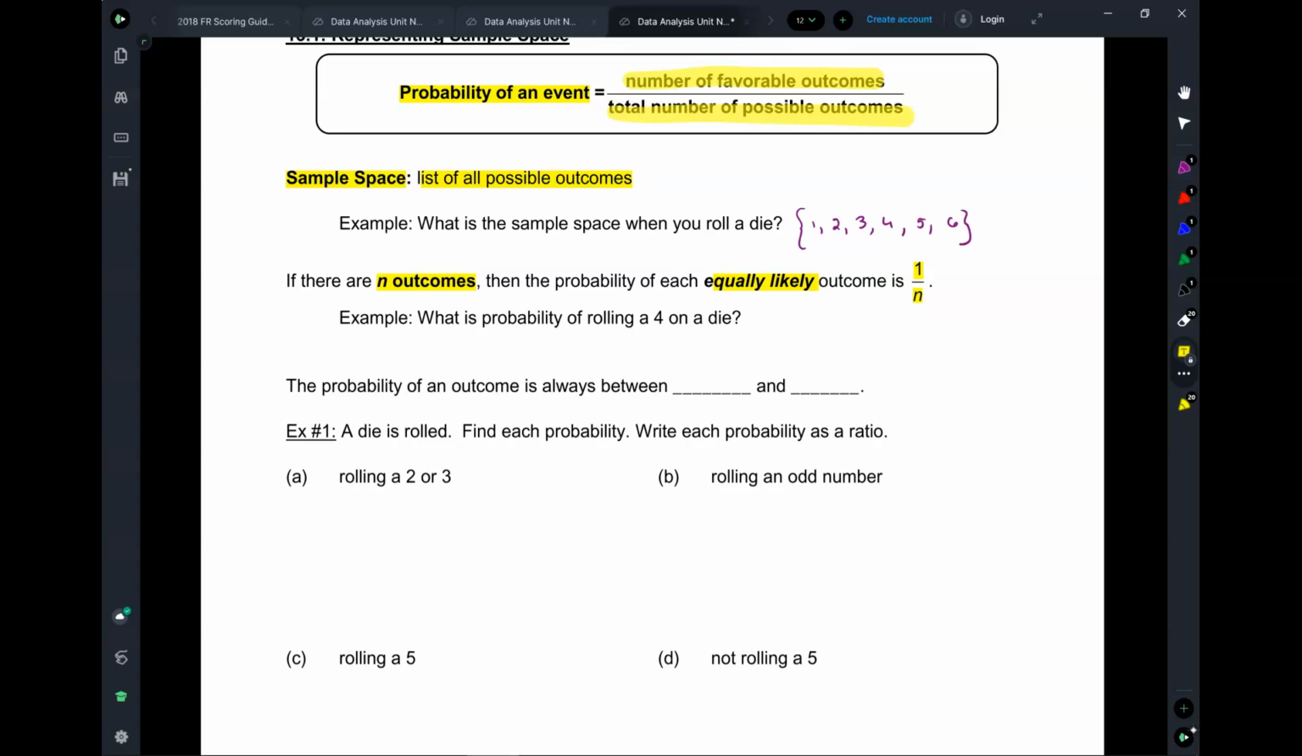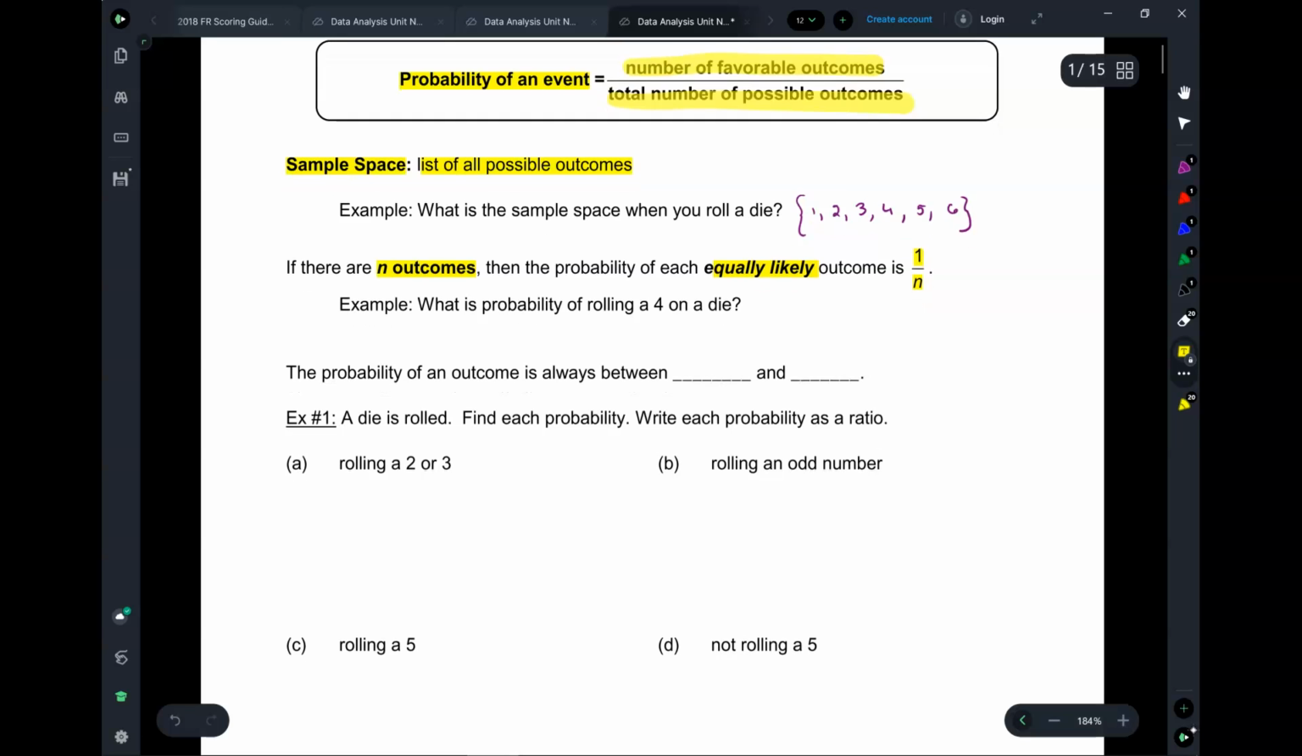So the probability of getting each one of those is 1 over the total 6. So what is the probability of rolling a 4 on a die? Well, it's 1 out of 6. That's the ratio, right? And often we write that as a decimal, 0.17, which is 17%.